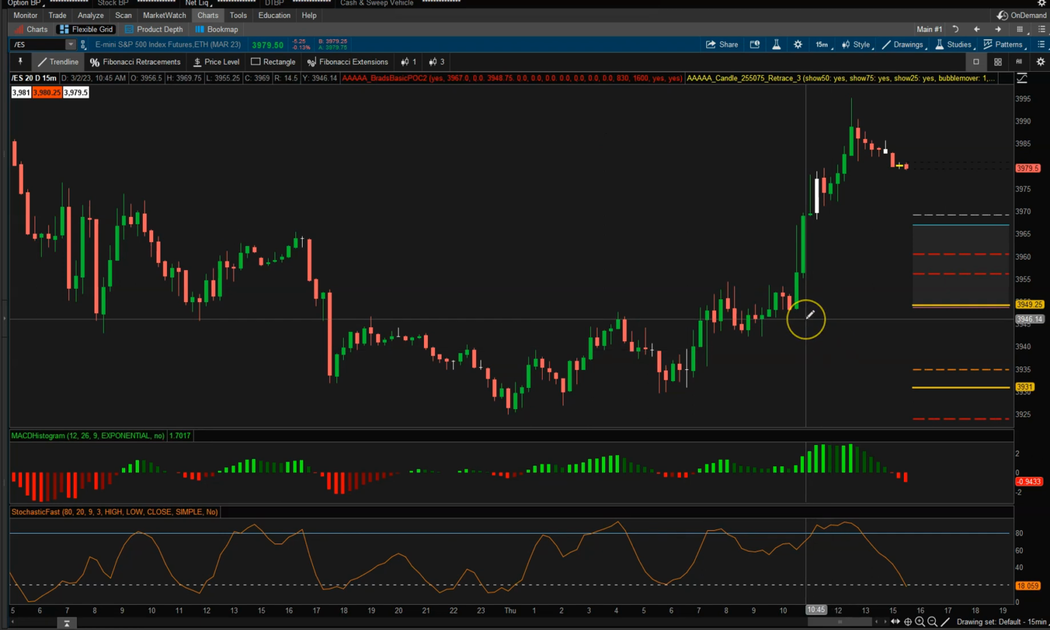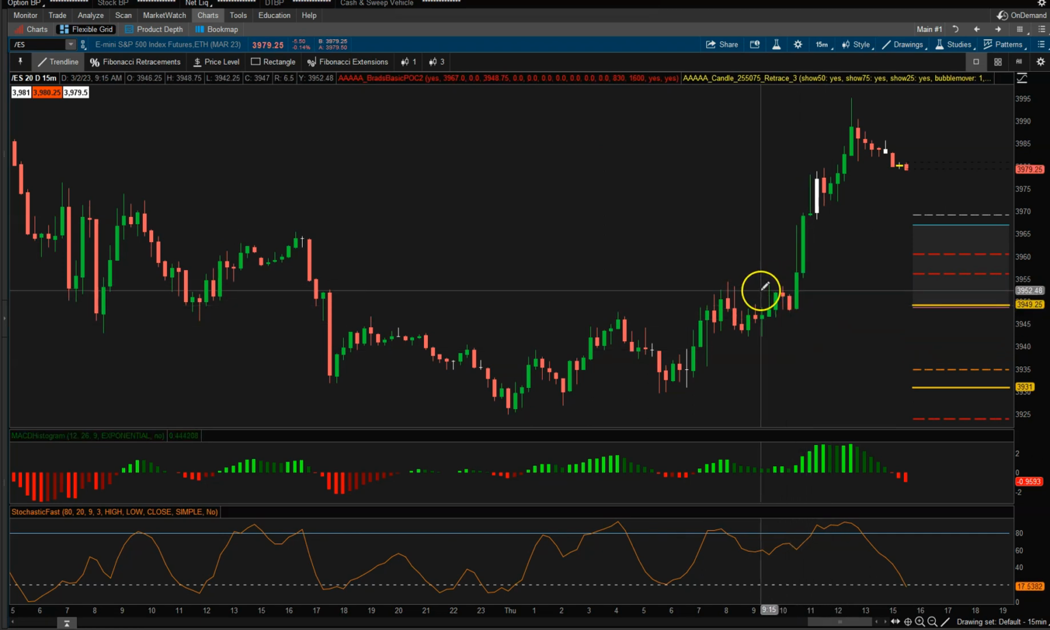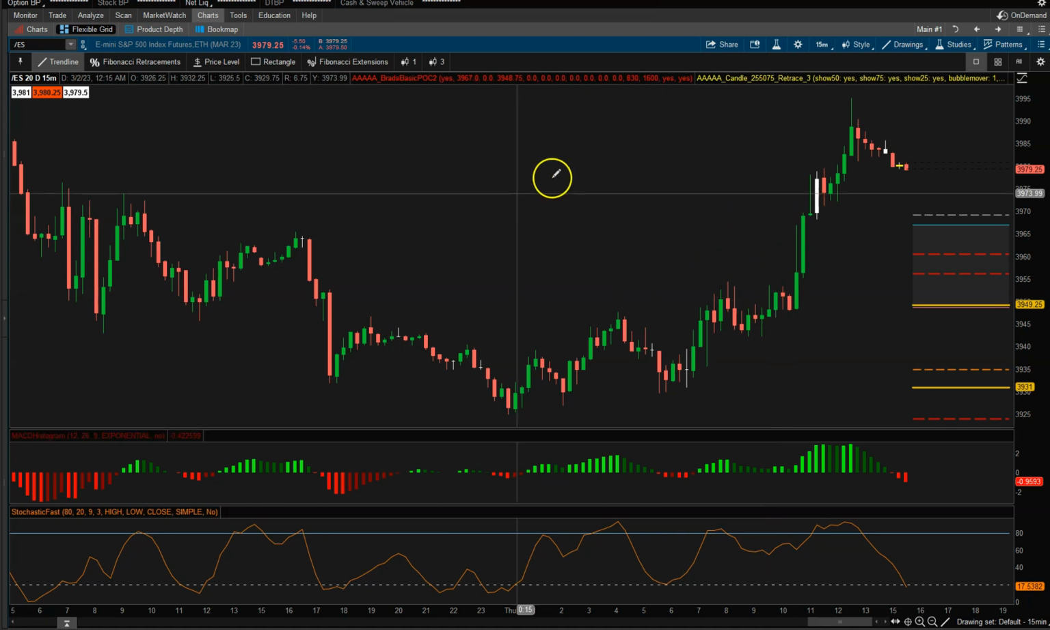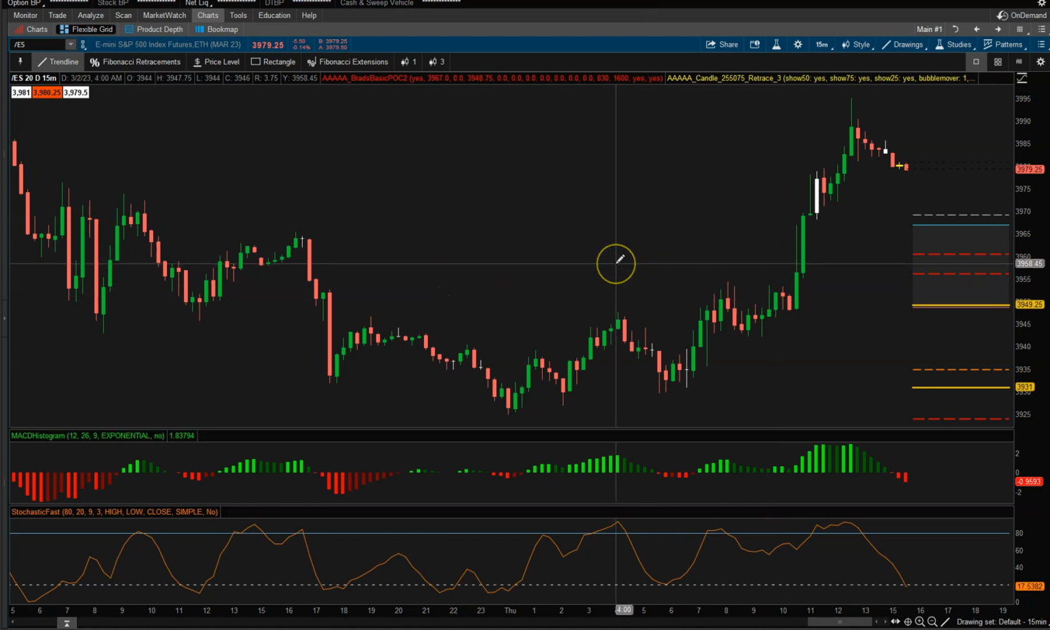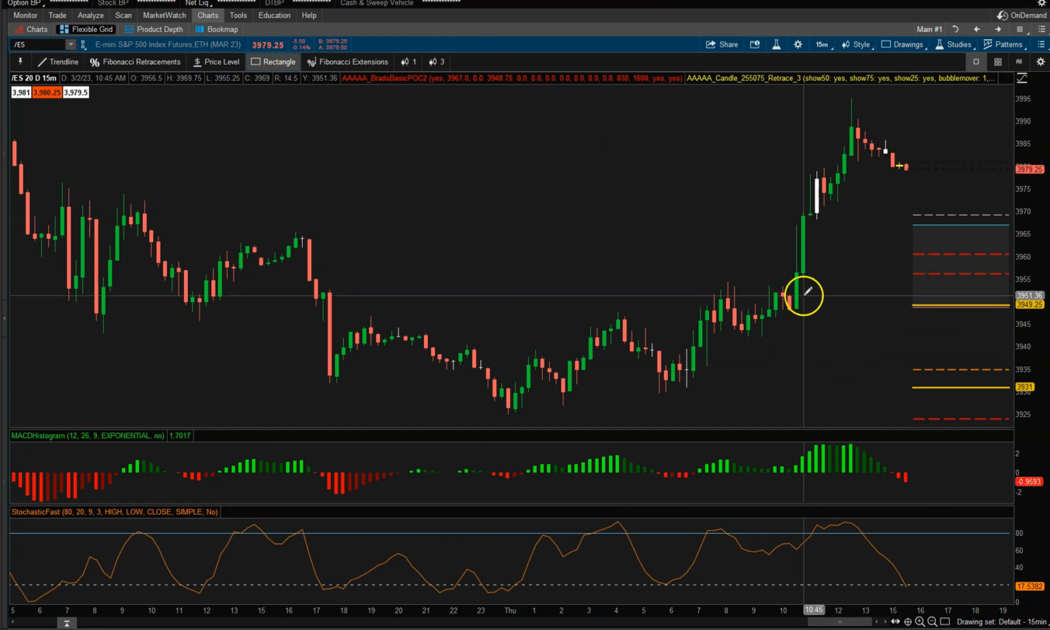So what exactly is a supply or demand zone? Well, think of it as an imbalance level where price kind of takes off like a rocket ship, okay? Or falls, as you'll see, like a rocket ship. And here's a couple good examples.